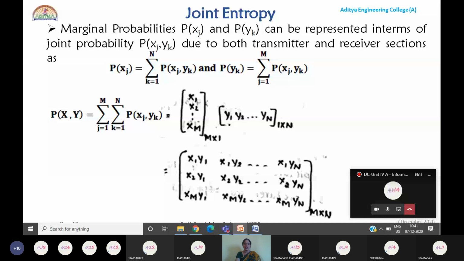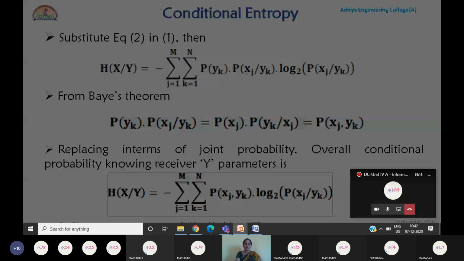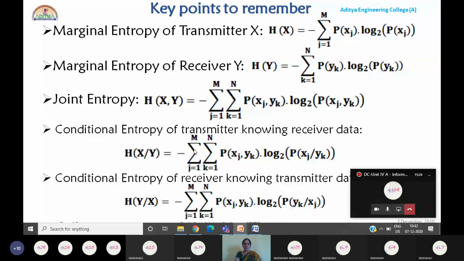First we have defined the marginal entropies. Next, joint entropy, and two different kinds of conditional entropies. Already these equations you are very thorough with, I know that. Here you can observe the first two are the marginal entropies of the transmitter and receiver sections, and these two are represented in terms of the corresponding probability matrices. H of x is in terms of P of xj, the probability of the transmitter, and P of yk is the probability of the receiver section whose entropy is H of y.